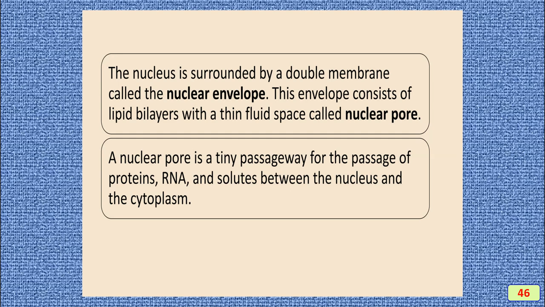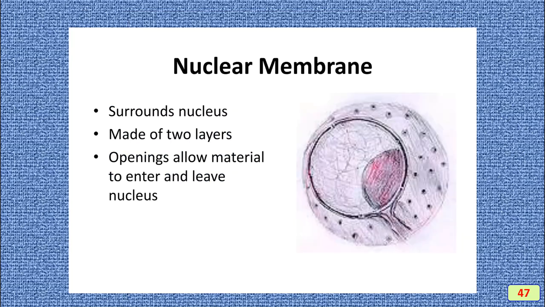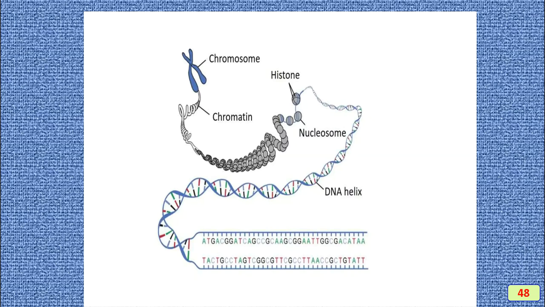The nucleus is surrounded by the nuclear envelope, which protects the nucleus. The nuclear membrane is made up of two layers. Openings allow material to enter and leave the nucleus. So this is the structure of a chromosome: chromatin, then histones, the nucleosomes, and the DNA helix.